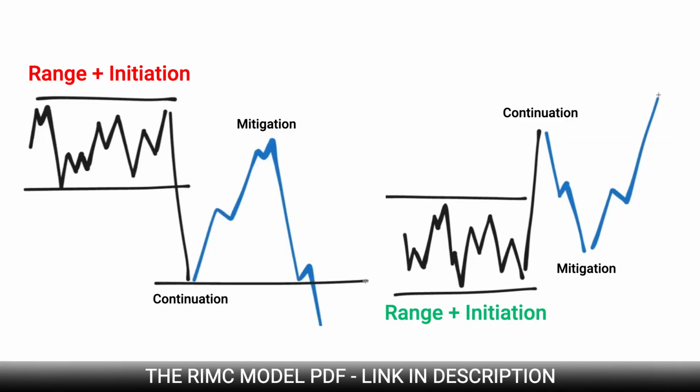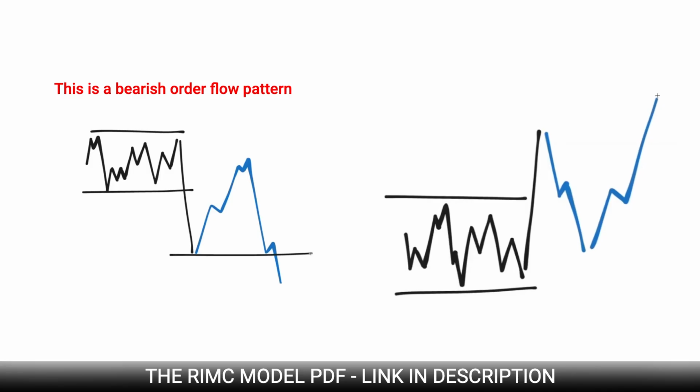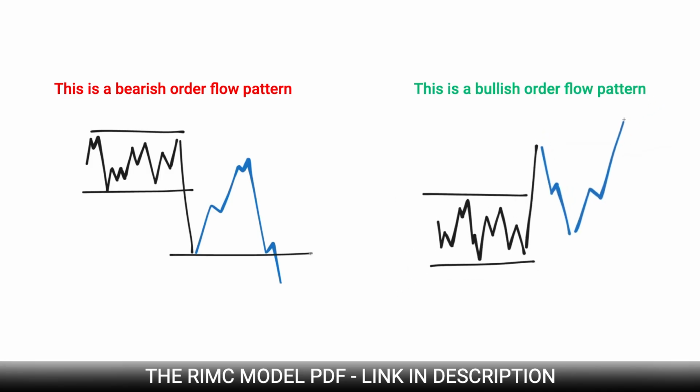Range, initiation shows the intention. Pull back into this range is the point of mitigation where we're going to be looking to take our trades from for the continuation phase. This is a bearish order flow pattern. This is a bullish order flow pattern. This pattern is the key to market direction understanding and will form our mechanical process for trading direction.